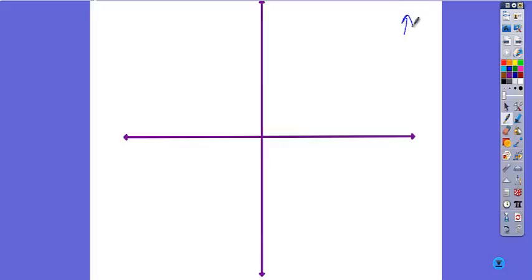Up in the first, and then down in the third. When A is positive, for an odd function, we're in the odd quadrants. So for an odd function, we have to have one pointing up, one pointing down. Okay? And then I'm not going to worry too much about in between.